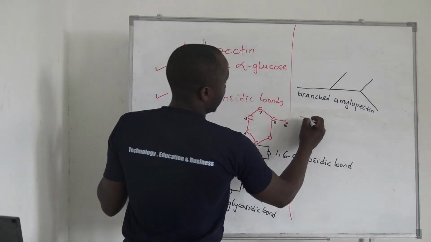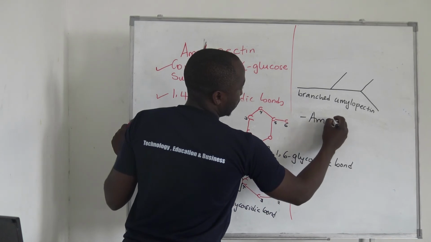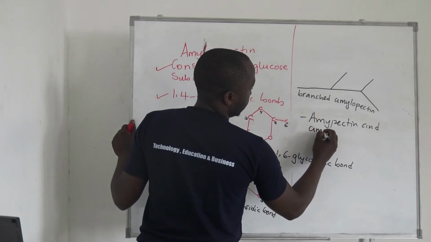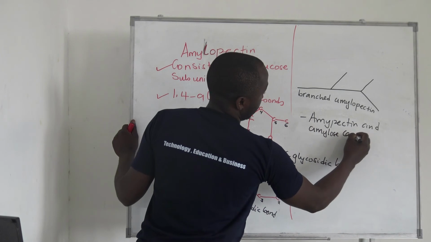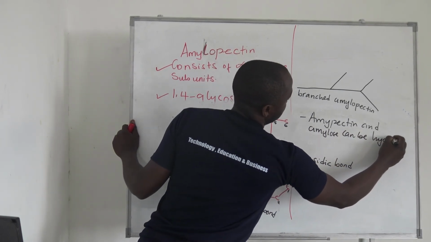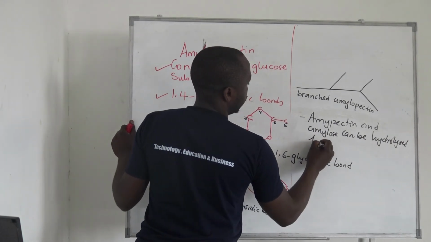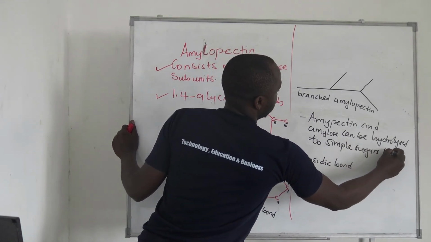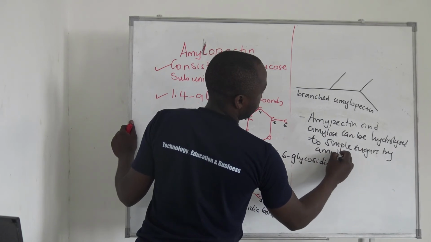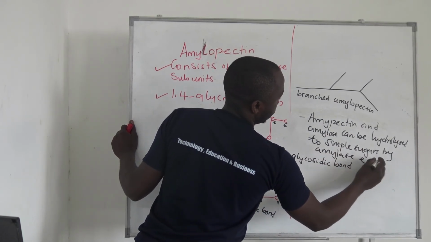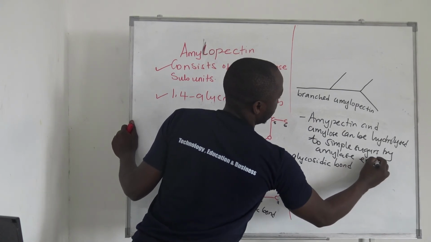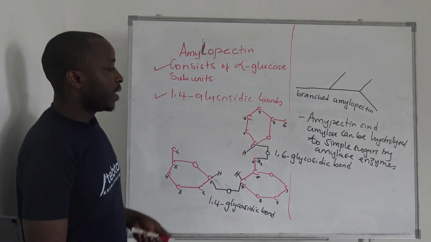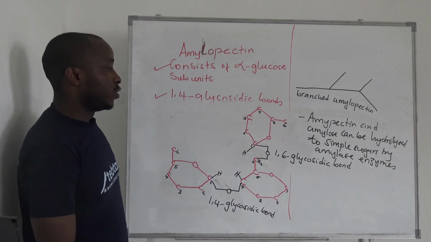So that means amylopectin and amylose can be hydrolyzed to simple sugars by amylase enzyme. Present in our bodies, the salivary gland can produce amylase enzyme, and the pancreas can also produce amylase enzyme.